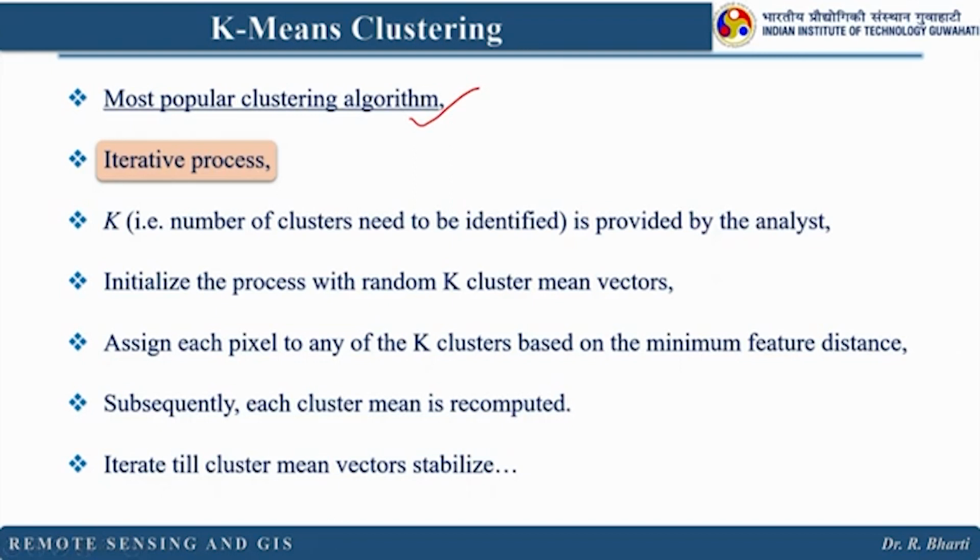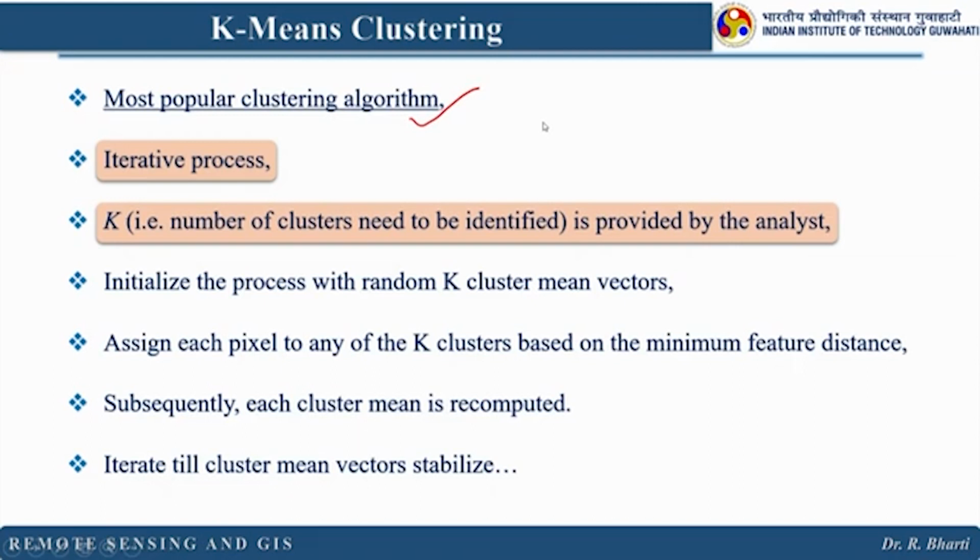So every time, the algorithm will train itself and find better clusters for the given input data. So k, the number of clusters to be identified, is provided by the analyst. Even in unsupervised classification with k-means clustering, we need to provide the maximum number of k we want in our image. So that many clusters will be generated.